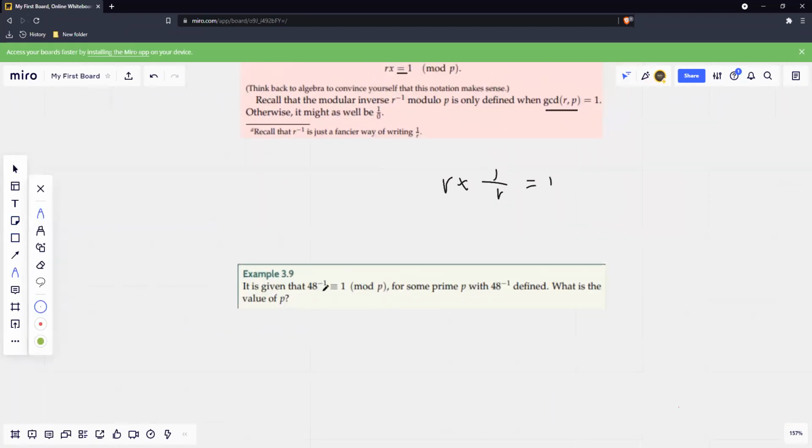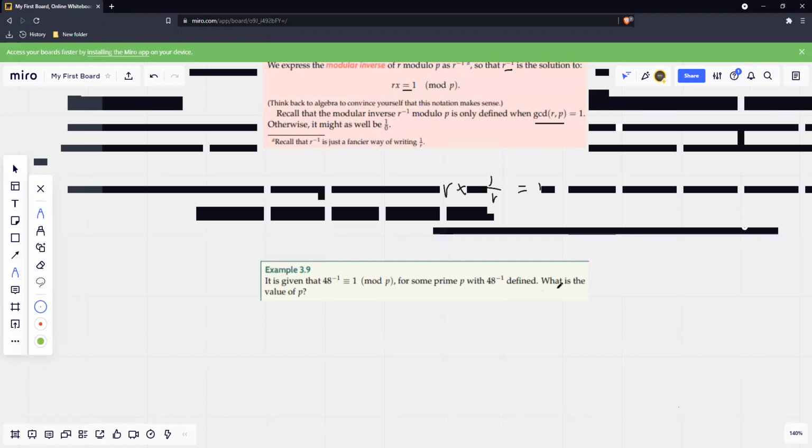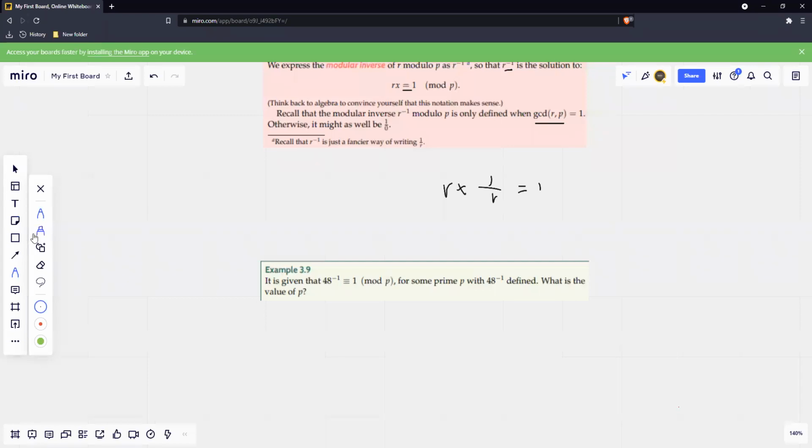It's given that 48 to the power of -1 is congruent to 1 modulo p for some prime p with 48 to the power of -1 defined. Since 48 to the power of -1 is defined for some prime p, what should that mean? We are trying to find the value of p. So first, let's write down an equation.